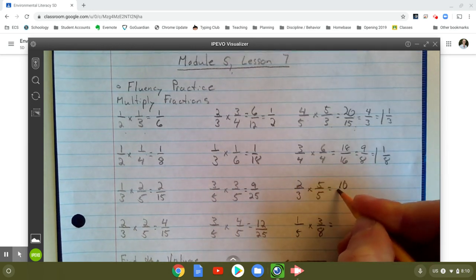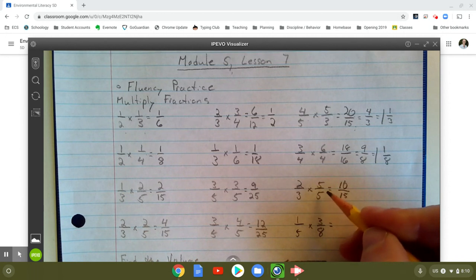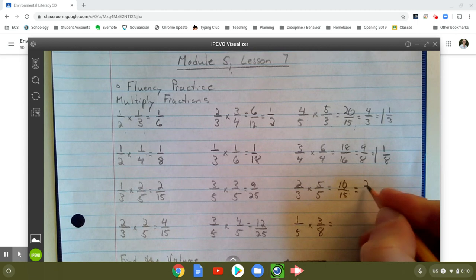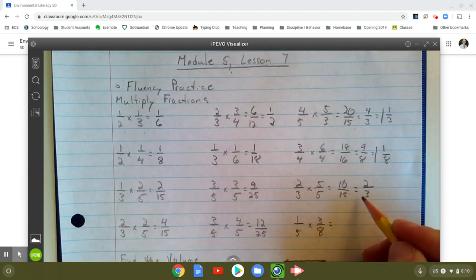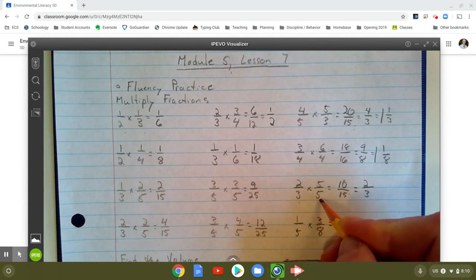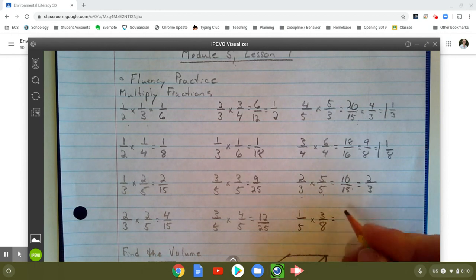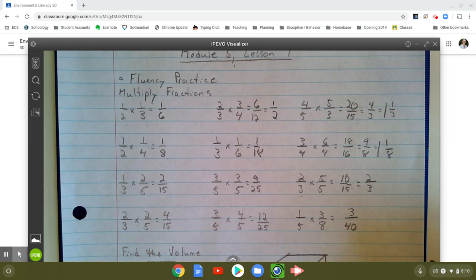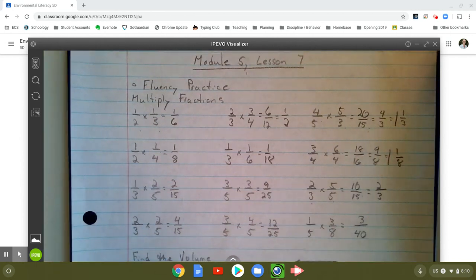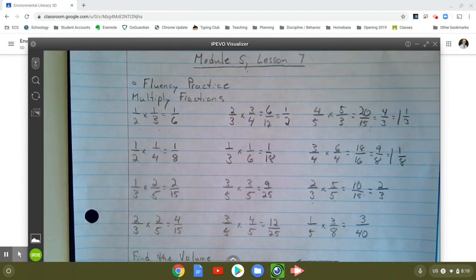10/15. This one's kind of neat because that's just 1. So this is going to be reduced back down to 2/3. So the product is exactly the same as the first factor, since I just multiplied it by 1. 1/5 times 3/8 is 3/40. And that, I believe, can't be simplified. All right, so there's our multiplying fractions. Blow the cobwebs out of our brain here as we get started today.